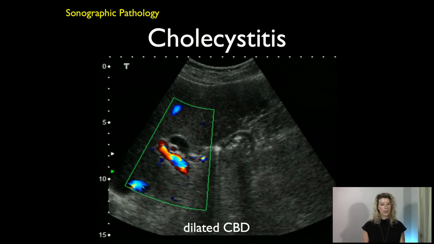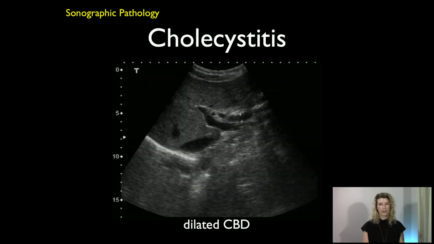This is a still with a pretty dilated CBD. Essentially, if when you're looking at the common bile duct, it's approximately the same diameter as the portal vein, you can bet that it's pathologic. If you're a bettor. I'm not a bettor. I just know. Right, so this is another one where you're seeing an enlarged common bile duct. It's pretty much the same size as the portal vein.